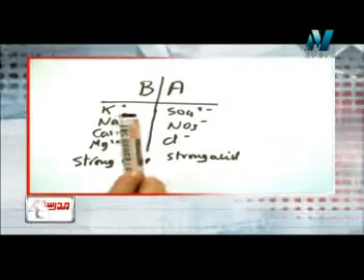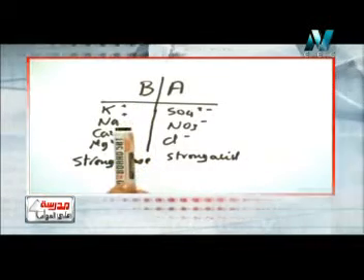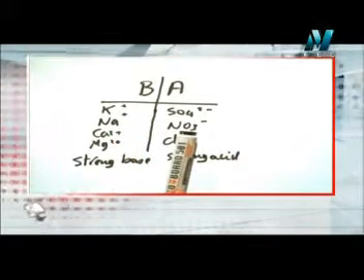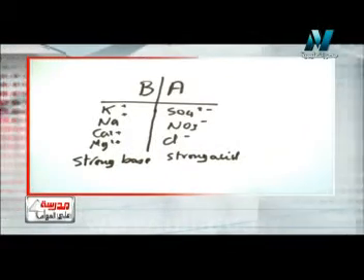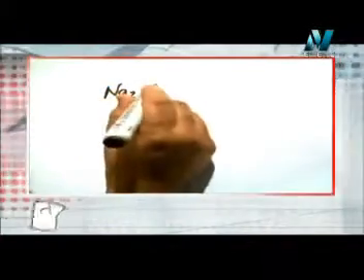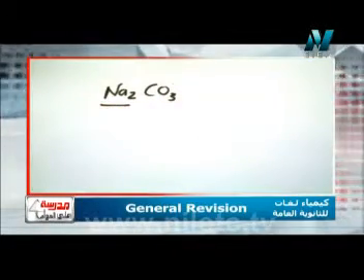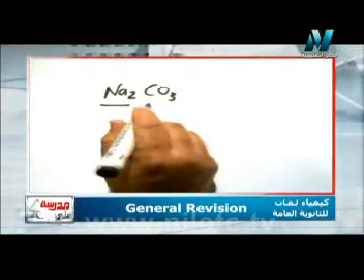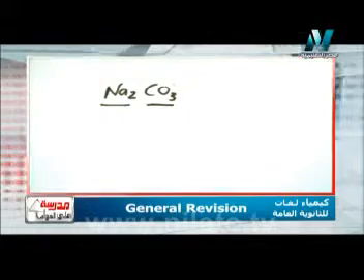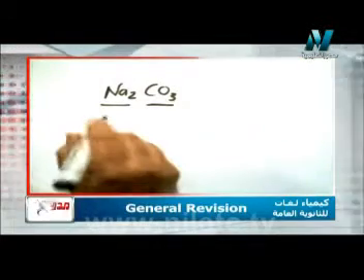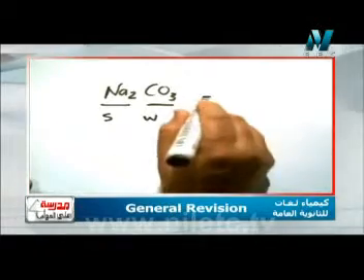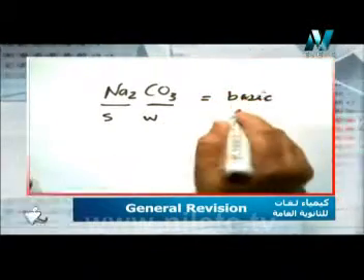If the first part, which refers to the basic part, is strong, and the last one is not, the salt has basic effect. For example, according to the question, sodium carbonate, Na2CO3. The first one, sodium, comes from sodium hydroxide, a strong base. And the second one, carbonate, comes from carbonic acid, a weak acid. So, strong base and weak acid, it has basic effect.